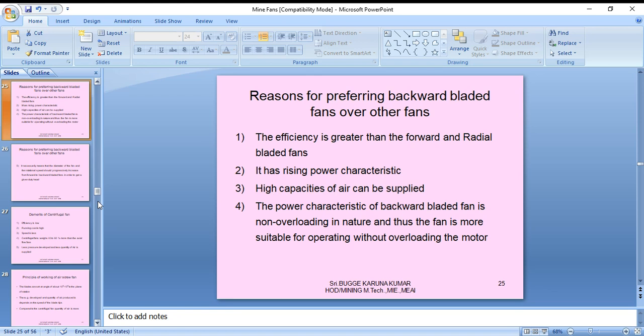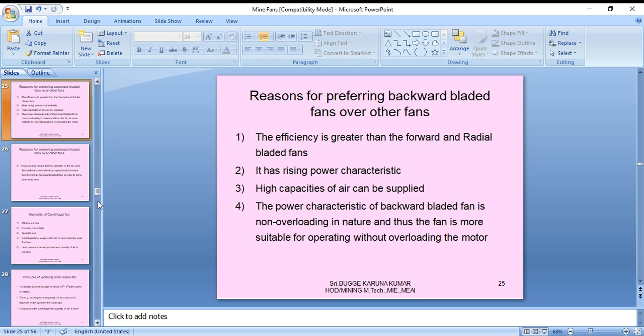The efficiency is greater than the forward and radial bladed fans. It has rising power characteristics. High capacity of air can be supplied. The power characteristic of a backward bladed fan is non-overloading in nature, and thus the fan is more suitable for operating without overloading the motor. So the efficiency is very essential, greater than the forward and radial bladed fans.